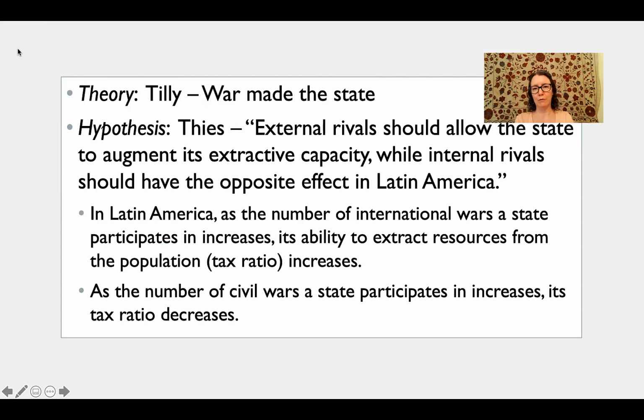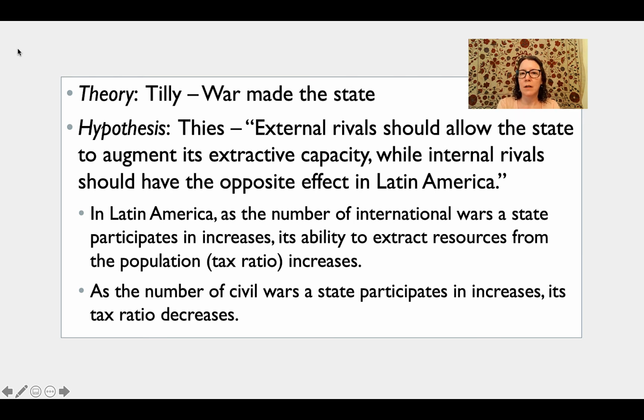So to give an example from, again, using Tilly's theory of war made the state, Thies develops a hypothesis to actually test this theory in the context of Latin America. As I mentioned in the video on how to read an academic article, I really appreciate authors who write sentences like, "My hypothesis is," or who indicate it with an H1 or something like that. Thies is not quite so explicit about it, but he does state that external rivals should allow the state to augment its extractive capacity, while internal rivals should have the opposite effect in Latin America.